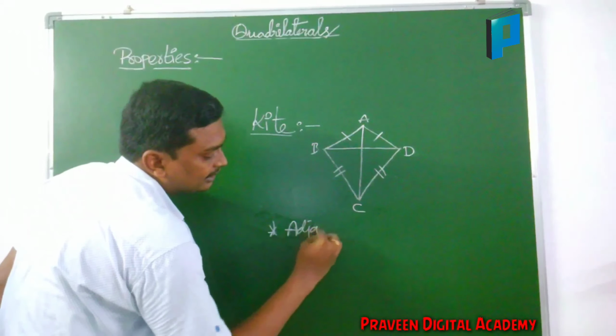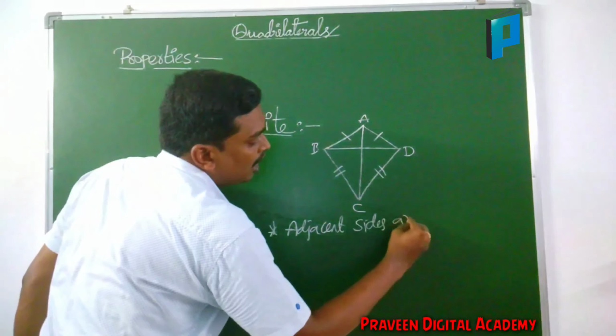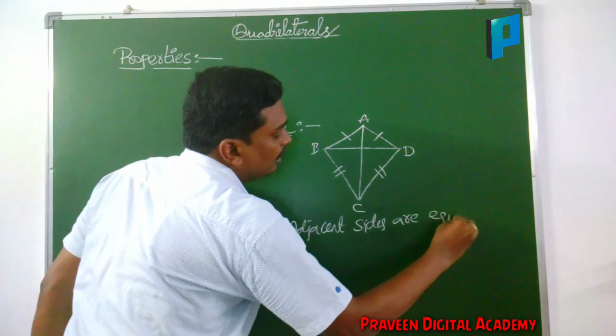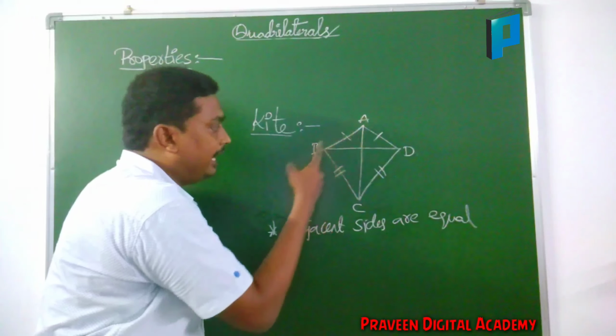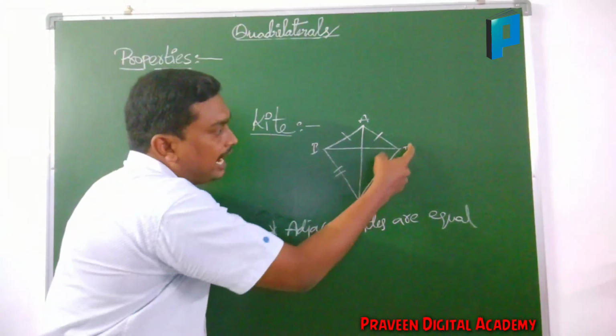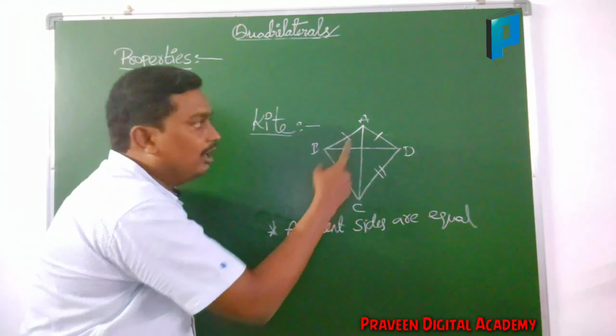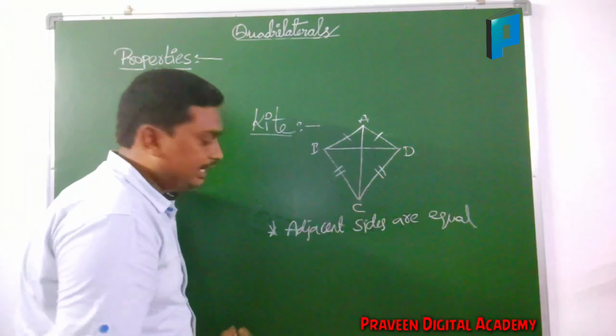Adjacent sides are equal in the kite. These both are adjacent sides. AB and AD both are equal. BC and DC are equal. Adjacent sides are equal in the kite.